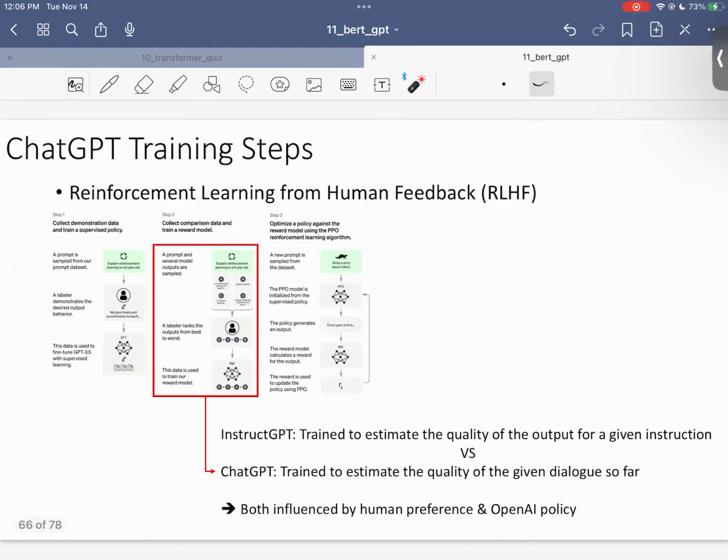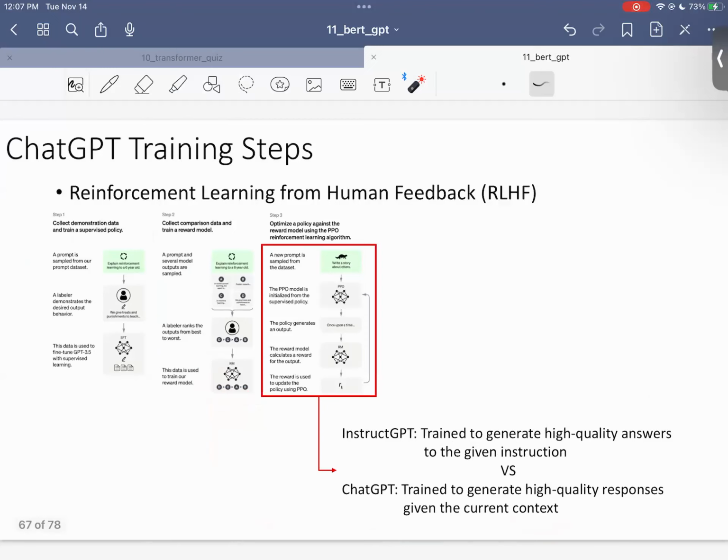And once you have that, then you have the reward model. In InstructGPT, the reward model, or the simulator, was trained to estimate the quality of the output of a given instruction. So there's an input and output, and given that, this simulator will estimate the quality, how satisfied the human user would be. But in ChatGPT, this reward model will look at the dialogue and then estimate the quality of the dialogue. So this is a 5-star dialogue, this is a 3-star dialogue. So basically, this is replacing the labelers that were hired by OpenAI. So they're both influenced by human preference and OpenAI policy.